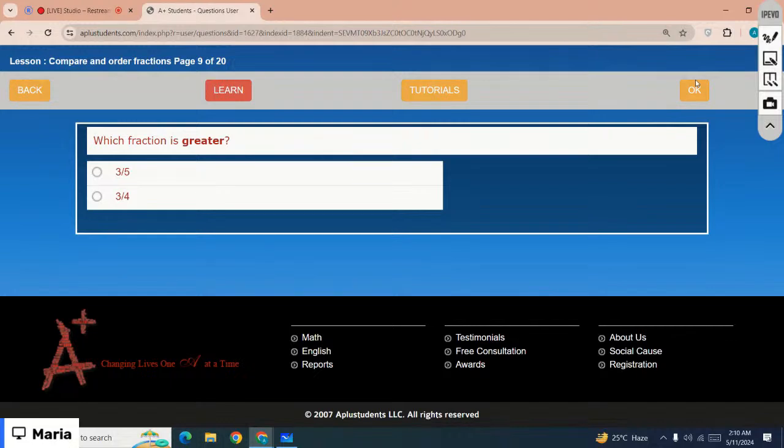Which fraction is greater, 3 by 5 or 3 by 4? The correct option is 3 by 4 is greater than 3 by 5, right? Okay, you can complete the lesson by yourself later today. Let me move on to the next lesson.